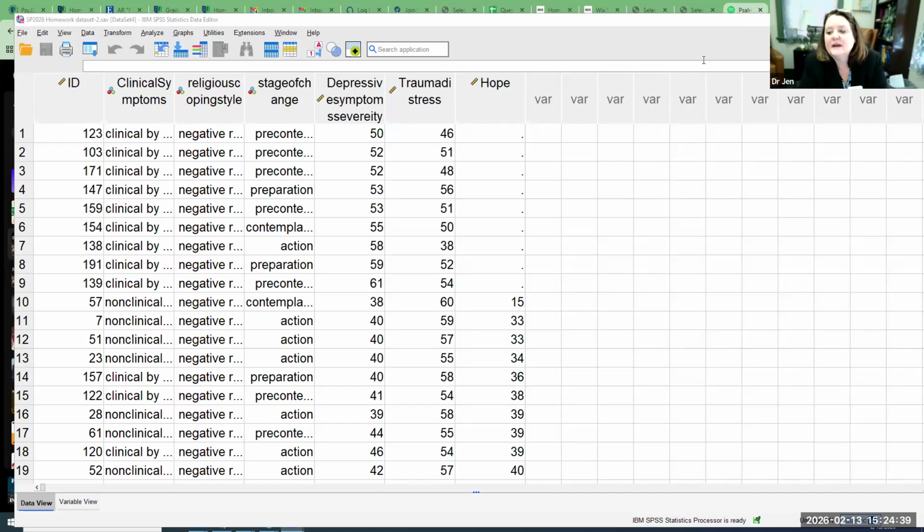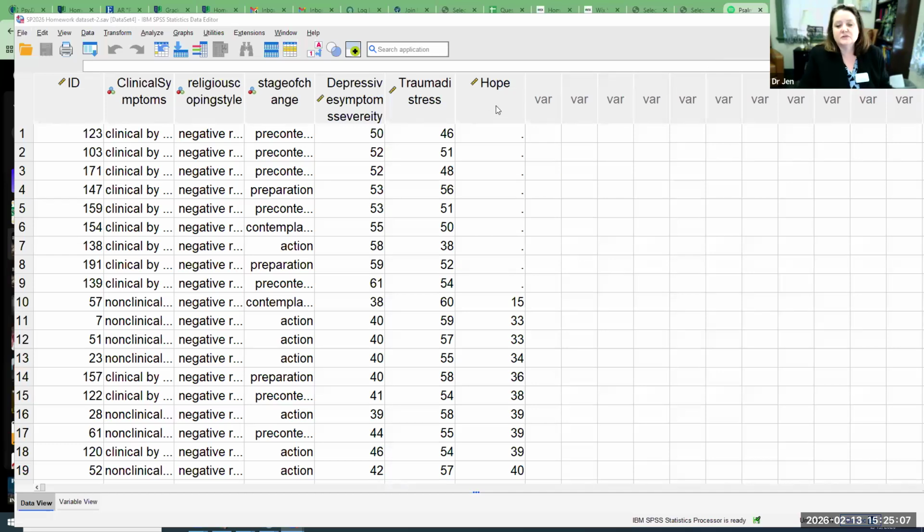Hello, I'm going to do an extra practice run on an ANCOVA using the homework data set that we've been using. For this practice run, I am going to look at clinical symptoms as an IV, religious coping style as a second independent variable, and depressive symptom severity as a covariate, with hope as the dependent variable.